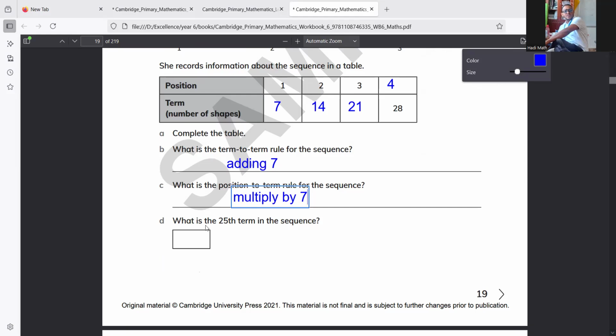They ask you what is the 25th term in the sequence. The 25th term, simply you're going to say it is 7 times 25. Then you go and multiply 7 with 25. Do long multiplication, as we just learned how to do long multiplication. 25 times 7. 7 multiplied by 5 is equal to 35. 5, we carry over the 3. And 7 times 2 is 14. 14 plus the 3 is equal to 17. So the answer will be 175.